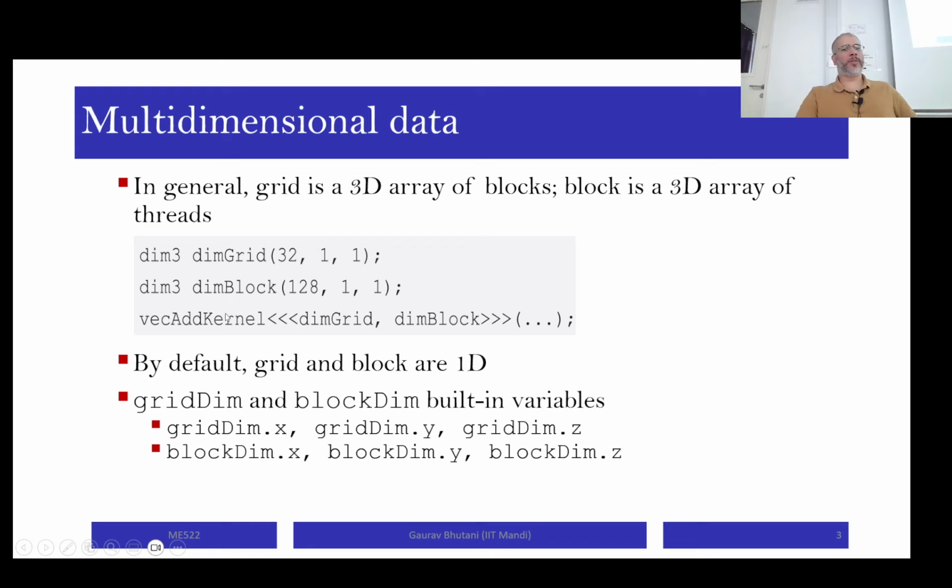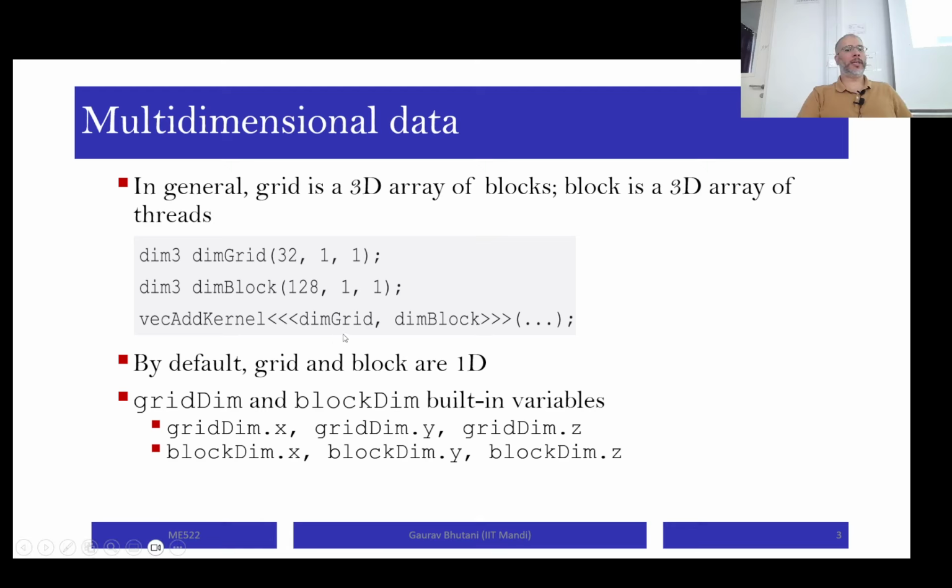So what we did was we had some configuration parameters when we called the kernel function. Remember, we said vec add kernel, and then we passed in the size of the grid, or the number of blocks in the grid, and then the number of threads available in the block. But that was only if you have a single dimensional grid and a single dimensional block.